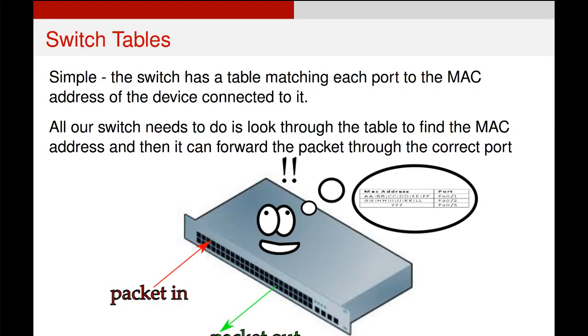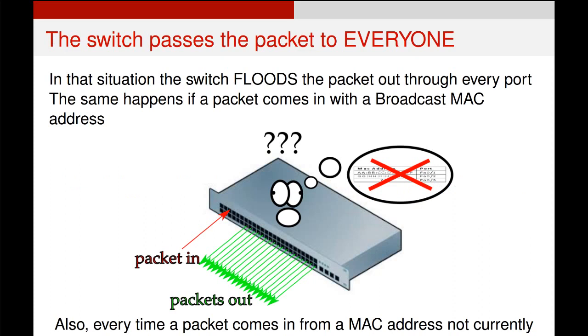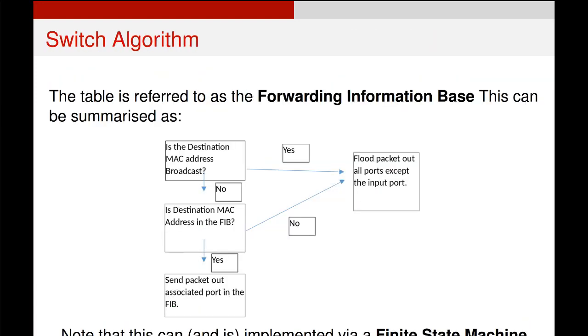The only problem here is, what if a switch receives a packet for a machine it doesn't have in its table, or how does it actually fill in its table to start off with? And this problem is solved by the switch broadcasting out. So if a switch gets a packet destined for a MAC address that it does not have, it will send a broadcast out to everyone asking who has this MAC address. Once it gets a reply, it will add that MAC address and the port to its table, and then it will pass that packet down the appropriate port. The process can be implemented via a finite state machine, and it follows this general structure here.